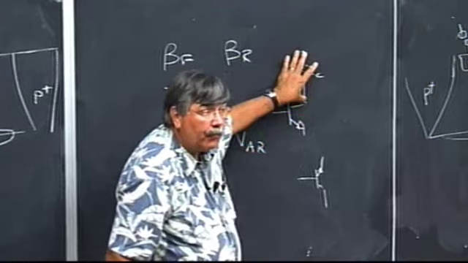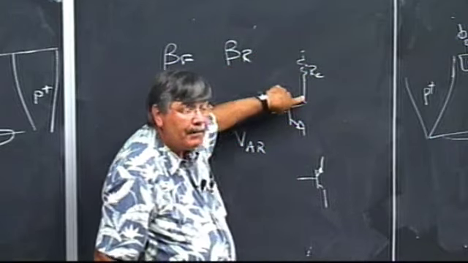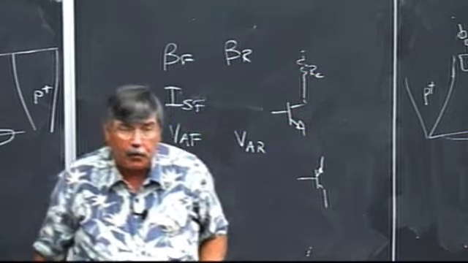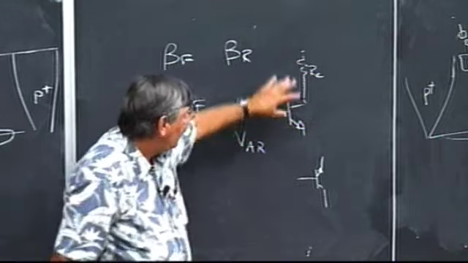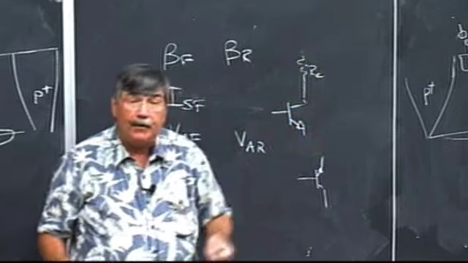If a lot of current flows through this, the external terminal might be at a fairly high voltage. This one might be at a lower voltage, and you'll get internally saturated. Sometimes that's called quasi-saturation. It doesn't look like it. This is the actual terminal that you see, but internally it's saturated.